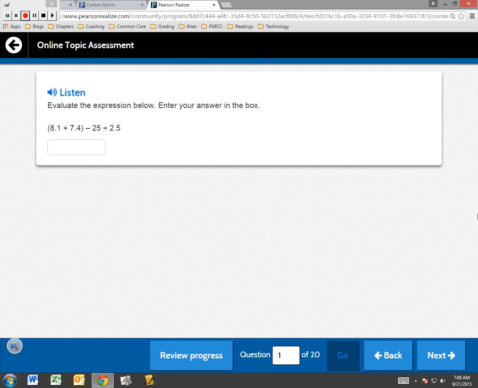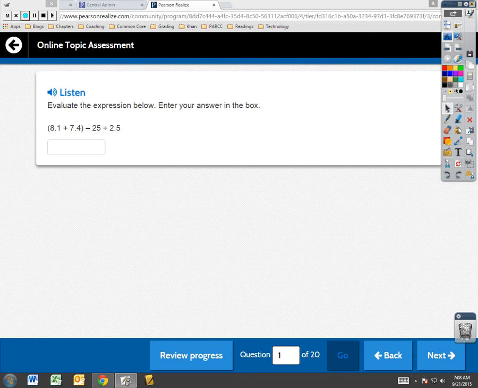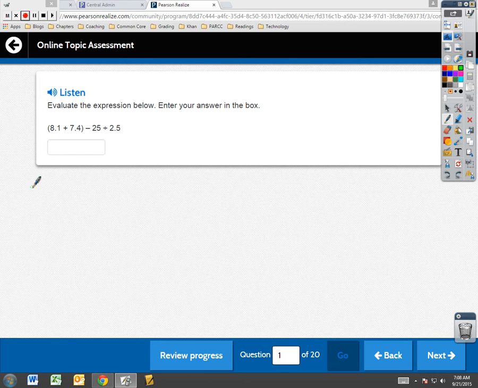First question: evaluate the expression below. Enter your answer in the box. It says, in parentheses, 8 1/10 plus 7 4/10, close parentheses, minus 25 divided by 2 5/10, or 2 1/2. The first step for me is to look at parentheses. I see the parentheses here of 8 1/10 plus 7 4/10.